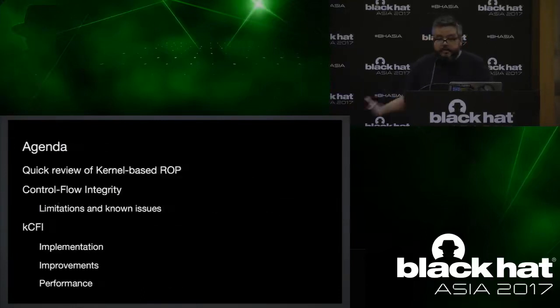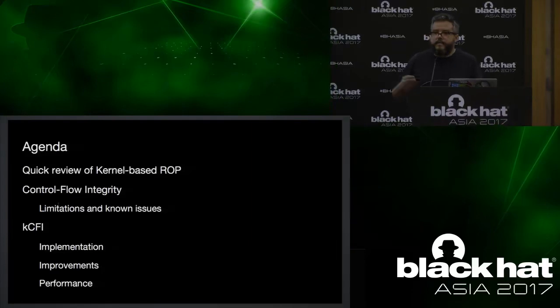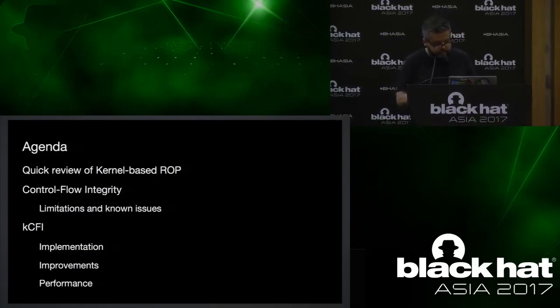So this is our agenda. This is basically what we're going to talk about. First, we're going to do a quick review on kernel return-oriented programming and check out why this is a thing. And then I'm going to give a quick look at control flow integrity, showing its limitations and the known issues regarding CFI. CFI is a big name currently, but we have to pinpoint what the problems behind CFI are. And then I'm going to talk about KCFI itself, which is our implementation. I'm going to give some technical details regarding it. Then I'm going to talk about the improvements that KCFI brings over known CFI issues, and then we're going to talk a little bit regarding its performance.